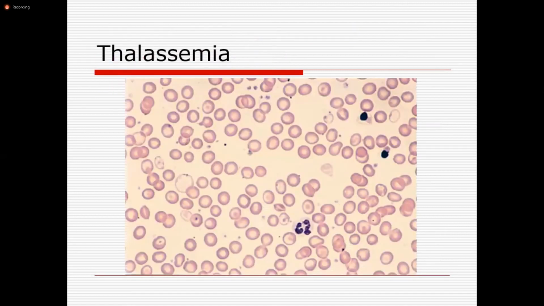Here you see microcytes, the cells are smaller in size, but in the RBC count you see there's overcrowding. The count of the red cells is not that much decreased. Next, please.